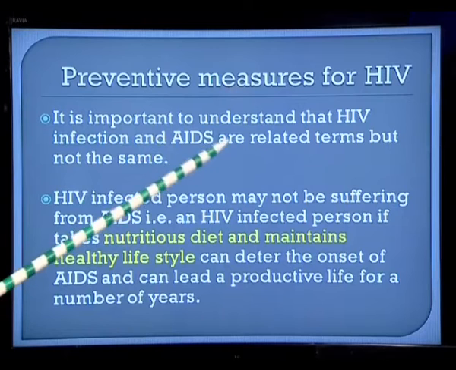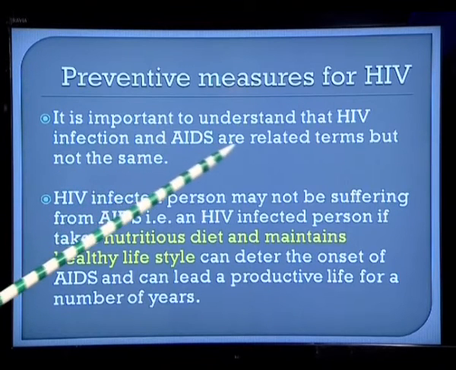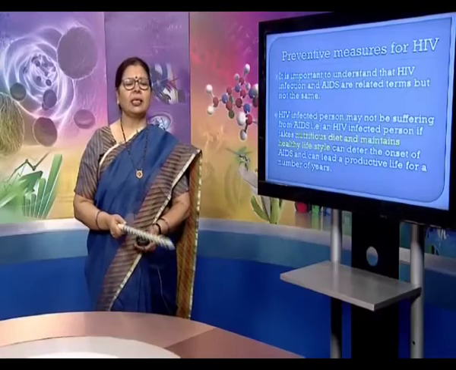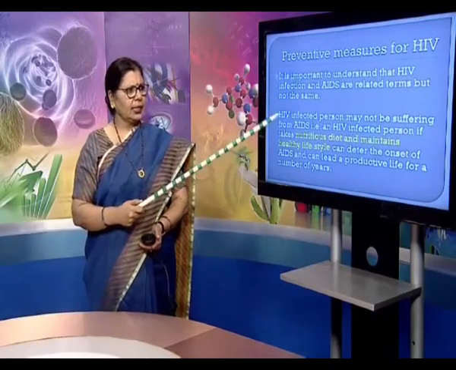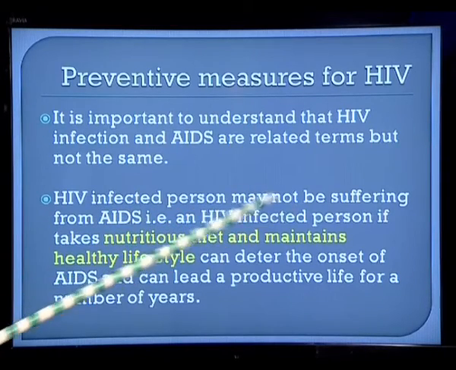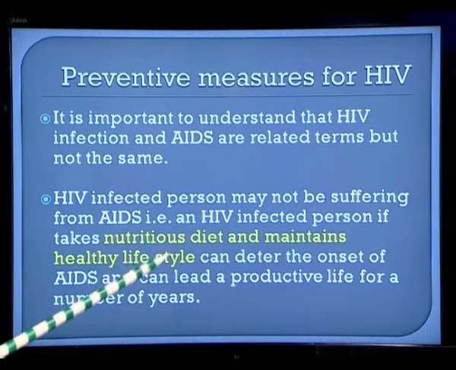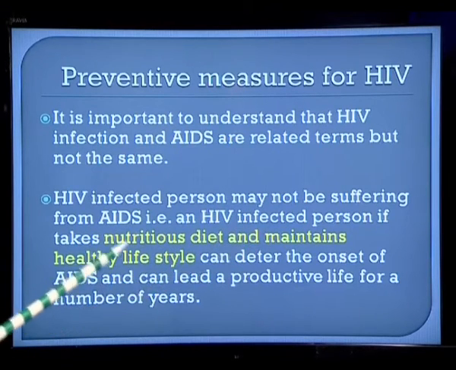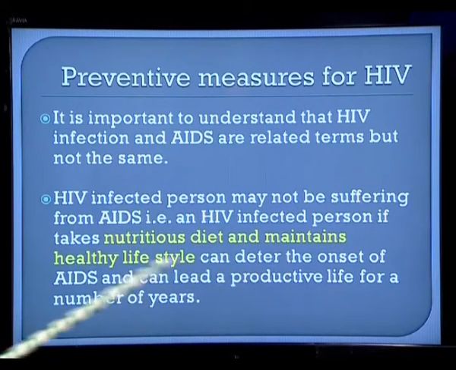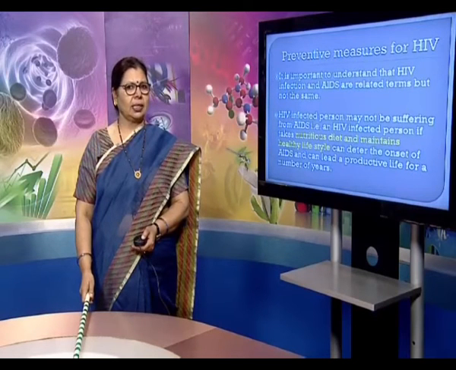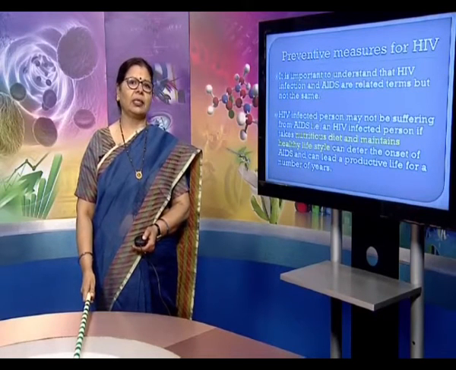It is important to understand that HIV infection and AIDS are related terms but not the same. As I explained, HIV is the virus and AIDS is the name of the disease. An HIV infected person may not be suffering from AIDS. An HIV infected person, if he takes a nutritious diet and maintains a healthy lifestyle, can deter the onset of AIDS and can lead a productive life for a number of years. So, we should be very, very clear about HIV, and HIV does not always mean that the person is facing the problem of AIDS.